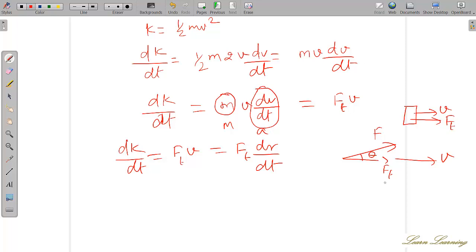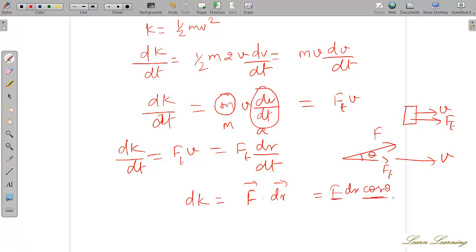So the force and velocity have the same component in the case of kinetic energy, and force and displacement should have the same direction in the case of work done. So just forget about this. Just see this one. So this dK can be written as, because this becomes actually F dr cos theta, no?